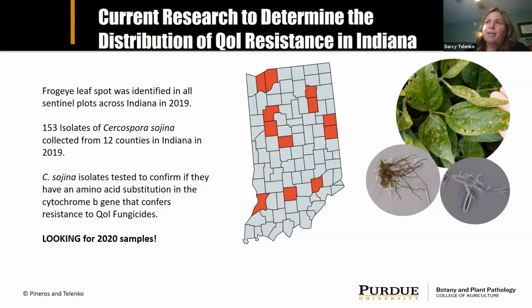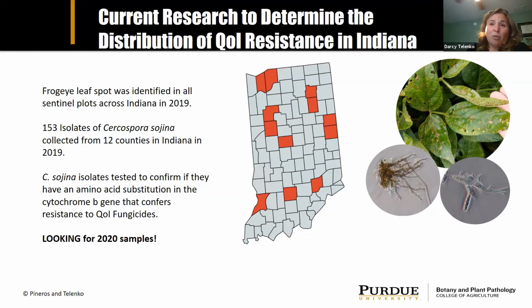So I have a student working on trying to map Frogeye resistance across the state. So she was able to get into 12 counties last year. She collected about 153 isolates and finally got back in the lab this last month and a half and tested those isolates to confirm them.